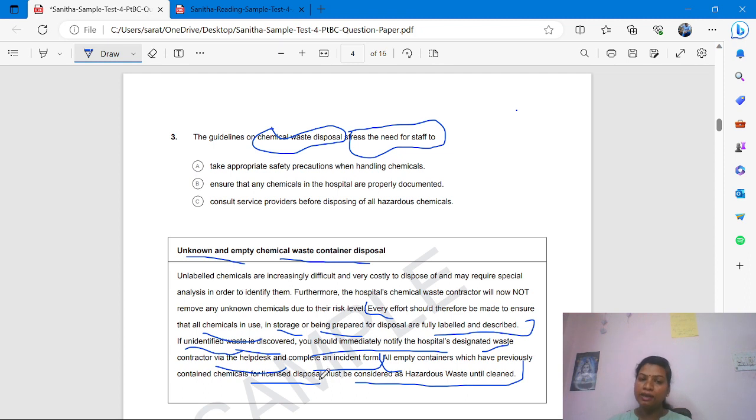We are going to write the answer from this paragraph, not from our mind. Commonly, if we handle any chemical waste, we have to take safety precautions. But this paragraph is not saying anything about taking appropriate safety precautions when handling chemicals. So you can strike out this answer.